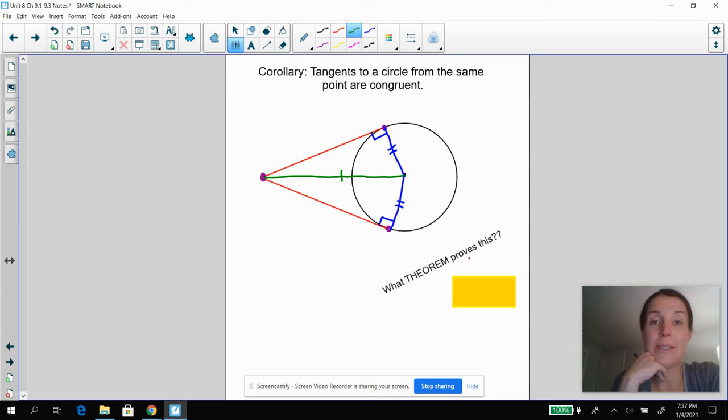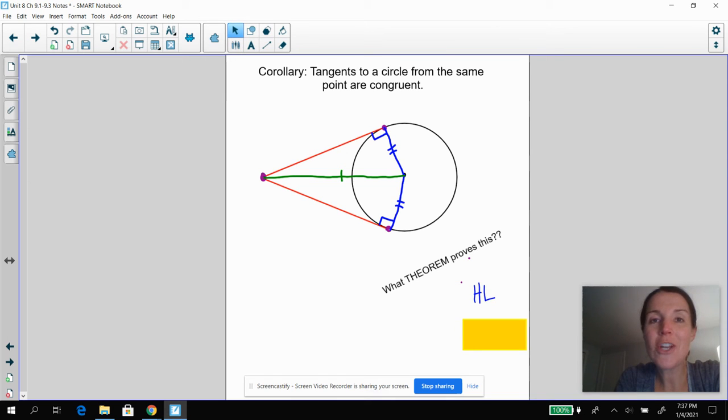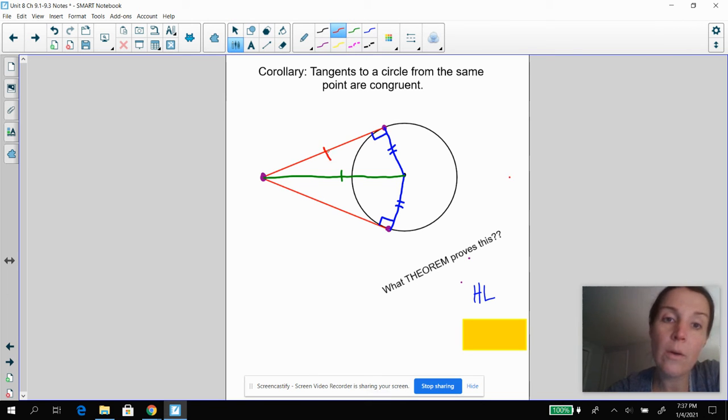I know that this guy is congruent to itself because of the reflexive property. So look what I've got here: two triangles that are congruent because of HL. See that? The hypotenuse is this green line, the reflexive one, and then the legs are going to be our radii. And so I know that these two triangles are congruent to each other. Thus, because of CPCTC, I know that this tangent and this tangent are going to be congruent. So always, always, always, tangents to a circle from one common point are going to be congruent to each other.